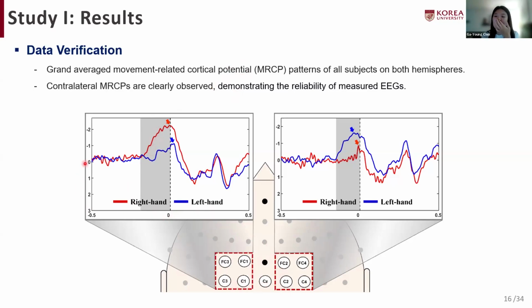Our data shows clear MRCP patterns on the motor cortex during the finger tapping task for both hands, and especially strong MRCP patterns were observed in the contralateral motor area. In the case of the left hemisphere, the right hand movement shows stronger MRCP patterns, whereas in the case of the right hemisphere, the left hand condition shows stronger patterns. So it demonstrates the reliability of our EEG data by showing the general patterns.